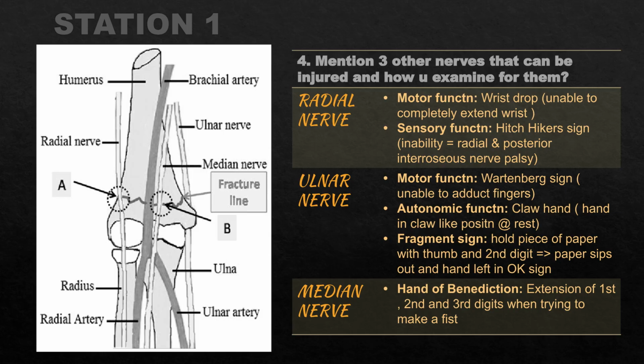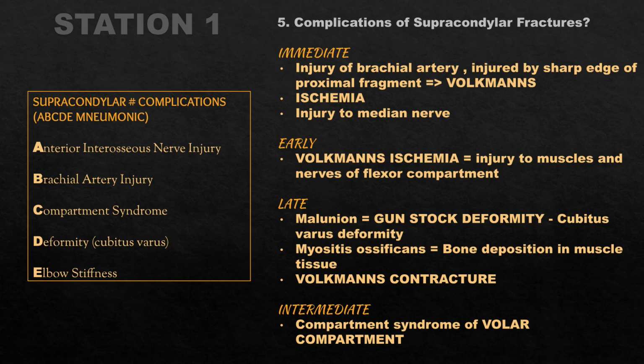The radial nerve may be injured, particularly with posteromedial displacement. Radial nerve injury presents with wrist drop and sensory loss over the dorsum of the hand. The ulnar nerve is more commonly injured in flexion-type supracondylar fractures. It presents with weakness of intrinsic hand muscles and sensory loss over the medial 1.5 digits. In every case, a full neurovascular examination must be performed and documented before and after reduction.